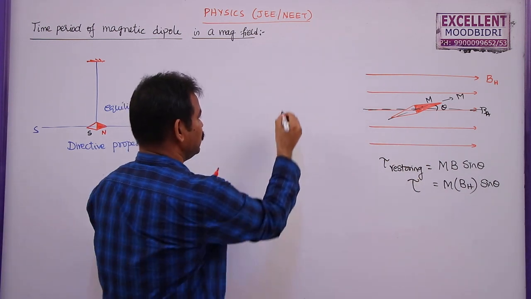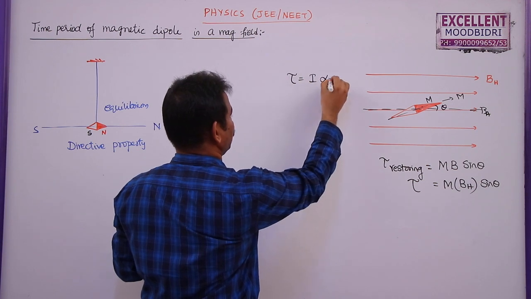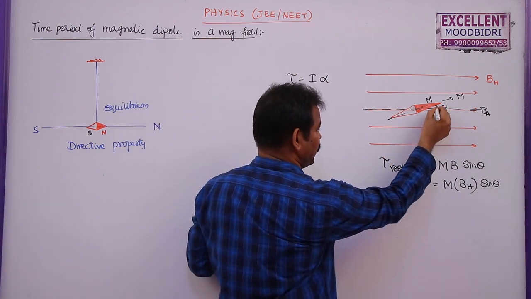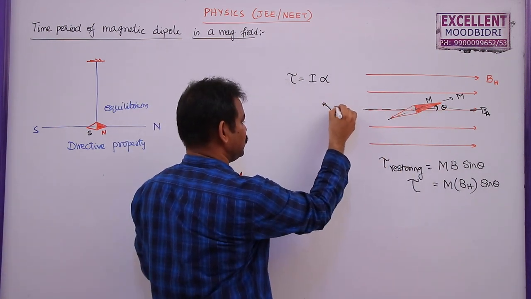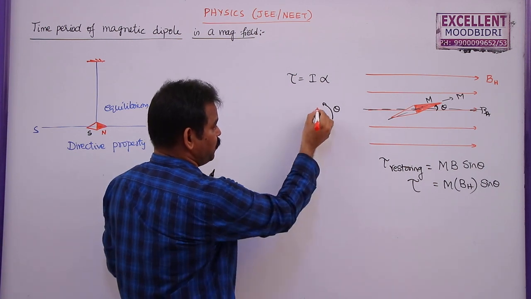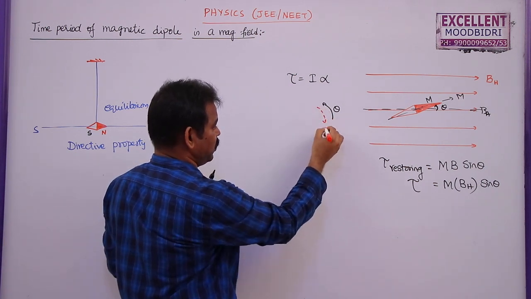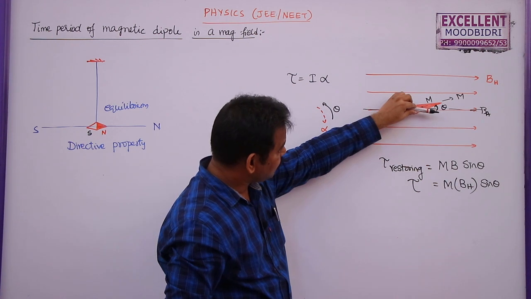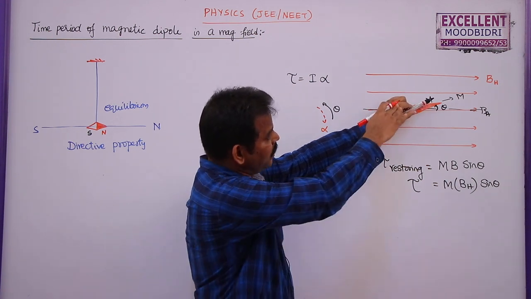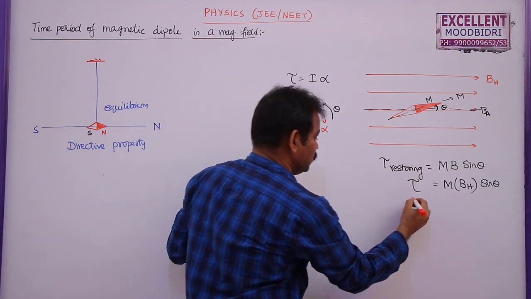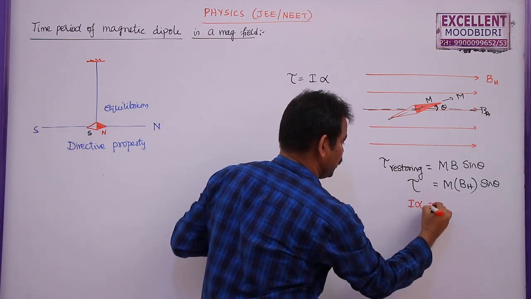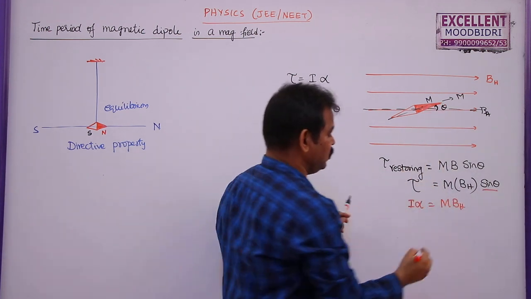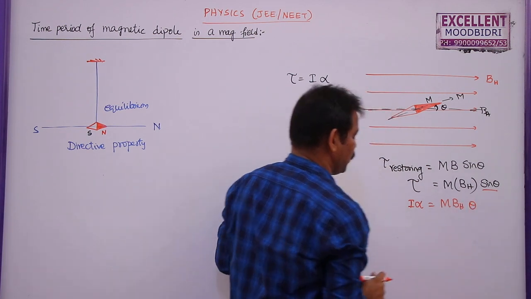But we studied that the torque on any body is the product of moment of inertia and angular acceleration. When it is displaced by an angle theta, a restoring torque is developed in the opposite direction, and it gets an angular acceleration opposite to the angular displacement. Now, this torque tau can be written as I alpha, which is equal to mB_H sin theta. If theta is very small, we can replace sin theta with theta.